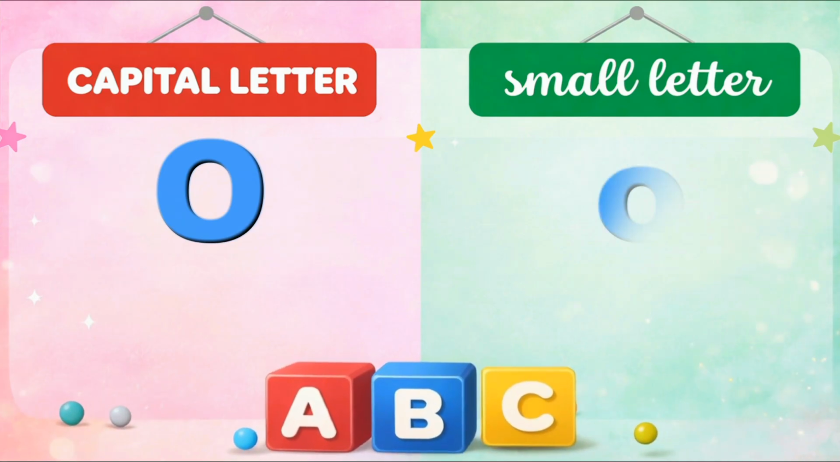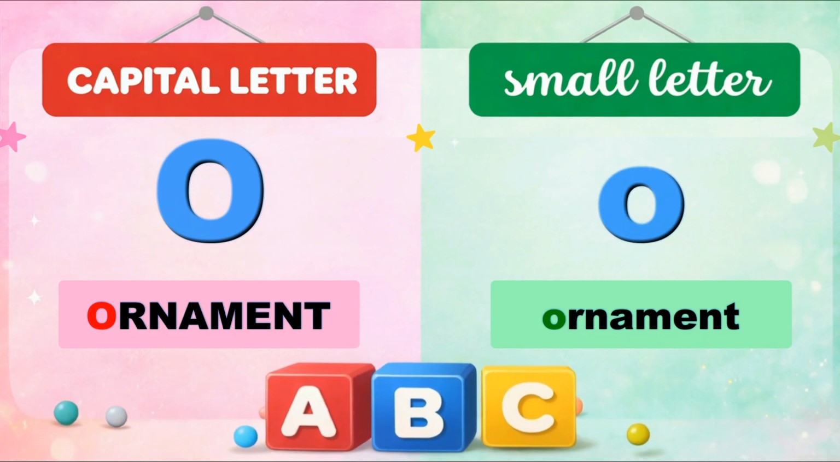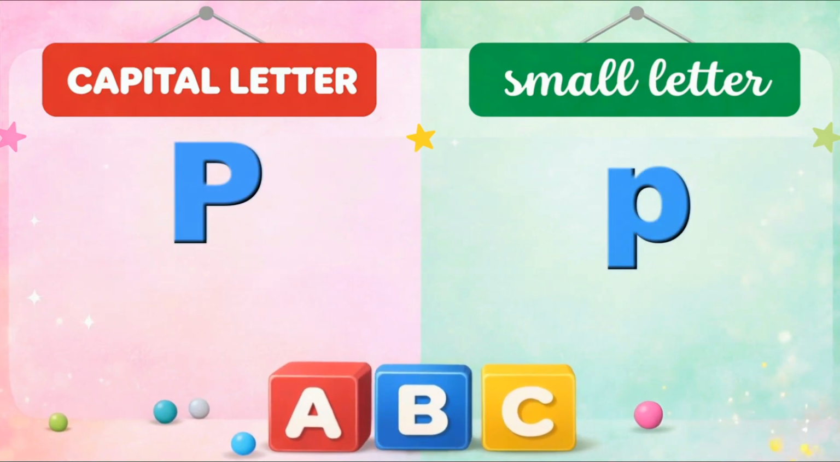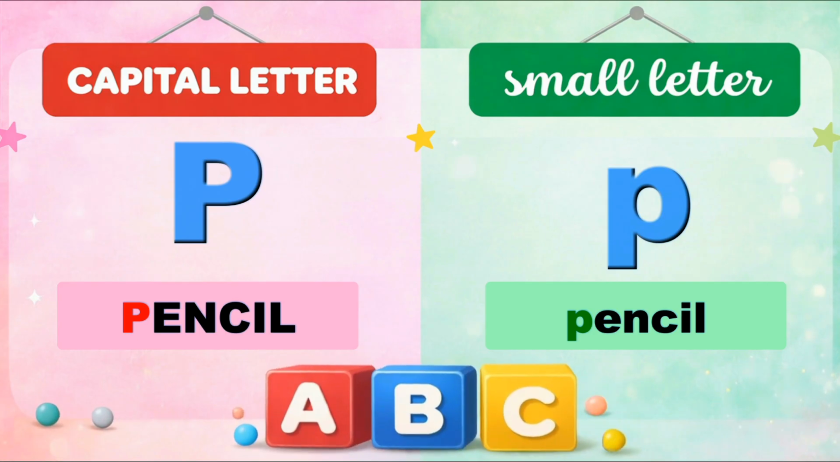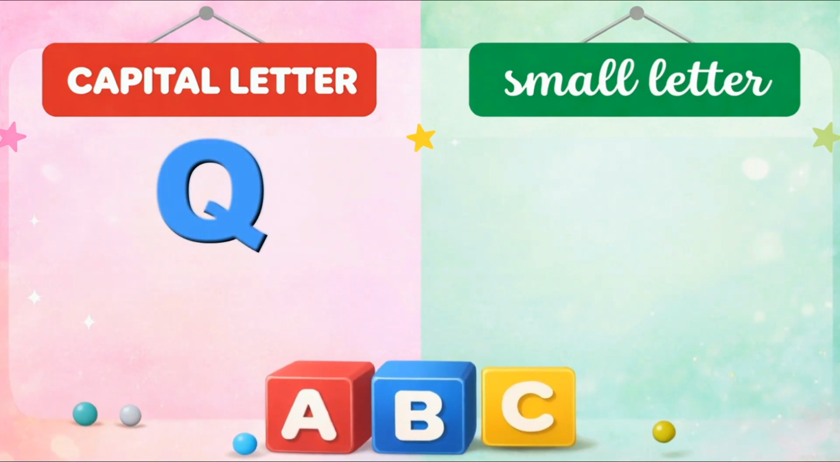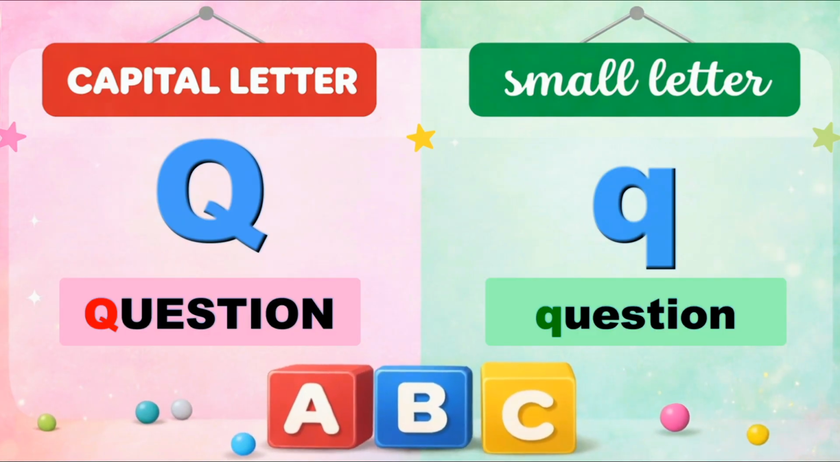Capital O, small o. O is for ornament. Capital P, small p. P is for pencil. Capital Q, small q. Q is for question.